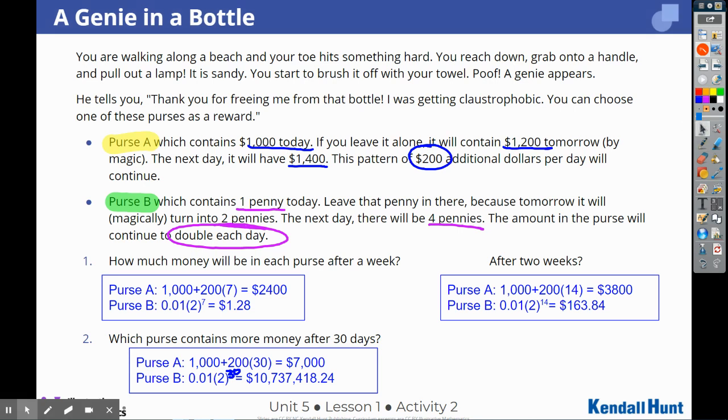So on your next couple of questions, you're gonna answer these and also find how much money would be in those purses after 3 weeks. Okay.